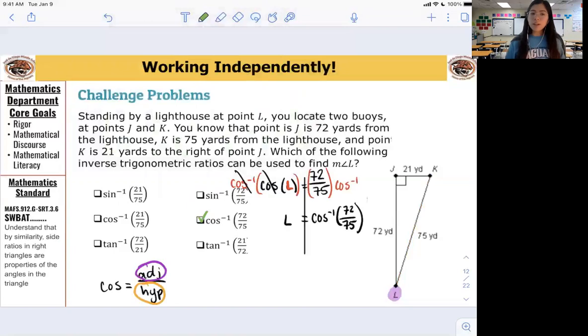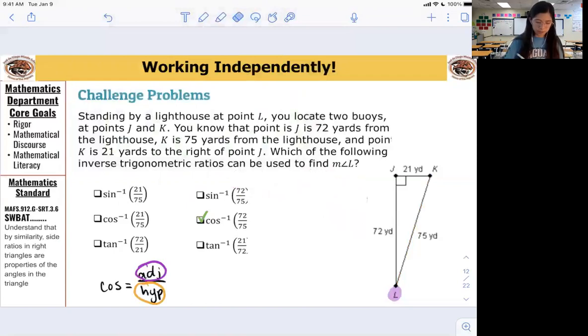But cosine's not the only function we can use, because we have all three side lengths. So Jalen decided to do cosine, and that was great. Now I'll have Samaj. Can you tell me a different one to use? Do you want to use sine or tangent? Sine or tangent? Doesn't matter which one.